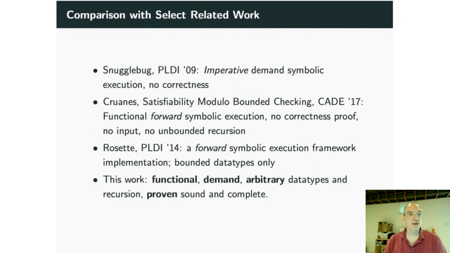And to compare very briefly with related work, Snugglebug is an imperative demand symbolic executor. The Cron's work that we just mentioned is a forward functional symbolic executor. And it also has restrictions. For example, all functions have to be total, which we don't have in our system. And Rosette is another forward symbolic execution framework, and it has some restrictions on data types not being arbitrarily sized. And our work is the first that we know of demand functional symbolic evaluator, and it has no restrictions on data types or recursion, and we've proven it sound and complete.